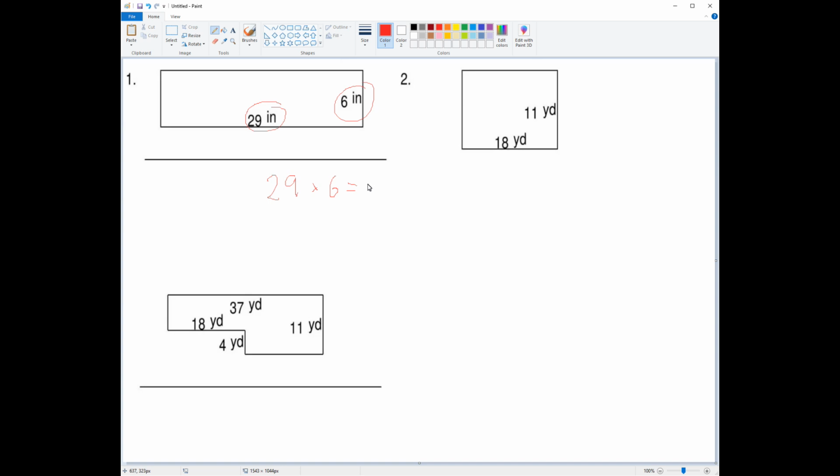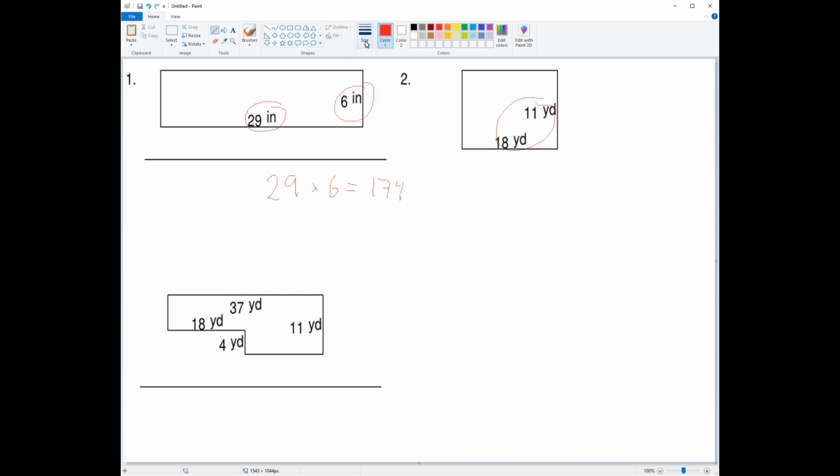120 plus 54, 174, I think, if my mental math is correct. But either way, you can check with the calculator. So just multiply those two numbers. Somewhat straightforward. And it would be the same with the second one here: 11 times 18.